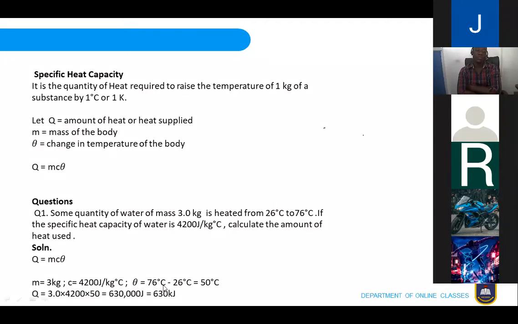Our Q now is going to be equal to, you multiply the M, which is 3, times the 4,200, which is our C, times the 50, and you get 360,000. It's just the same as 360 kilojoules. You know, kilo represents 1,000. So to eliminate the 1,000 over there, you get 360 kilojoules. Sorry.